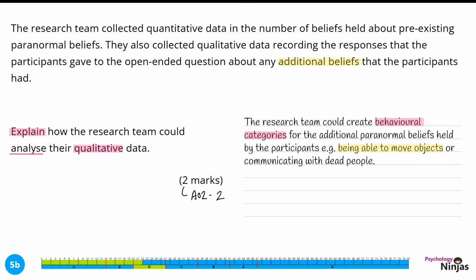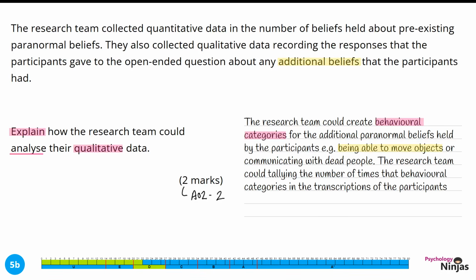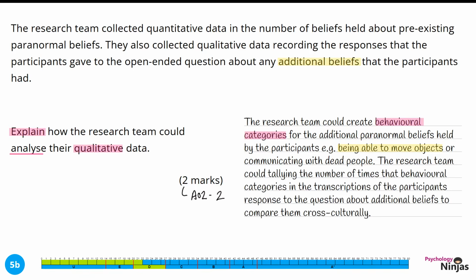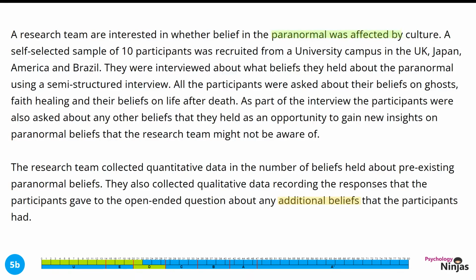We need a second idea in order to get our second mark. The research team could tally the number of times that behavioural categories appear in the transcriptions of the participants' responses to the question about additional beliefs to compare them cross-culturally. We've understood that in qualitative data analysis, we need to tally up the times that a particular category appears. We've linked this back into the stem, not only talking about the response to the open question, but the aim of this piece of research in order to study cross-cultural beliefs. We've returned back to the aim of the study in order to get our second application mark.